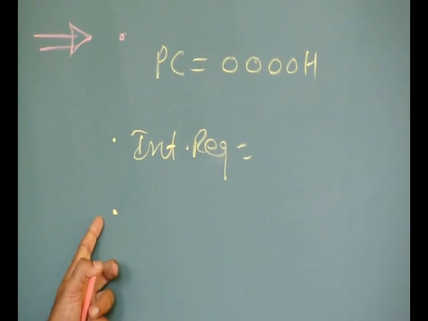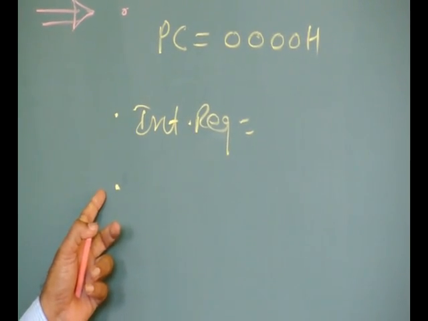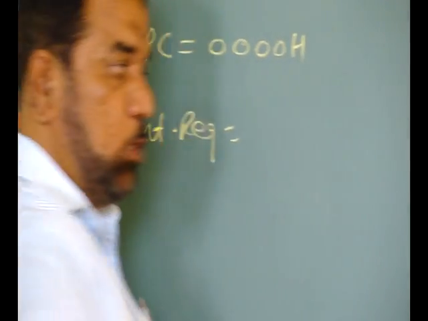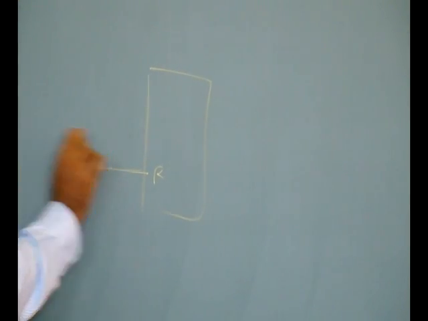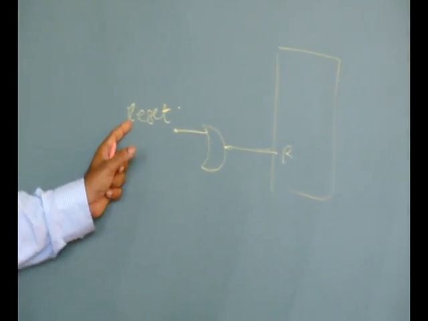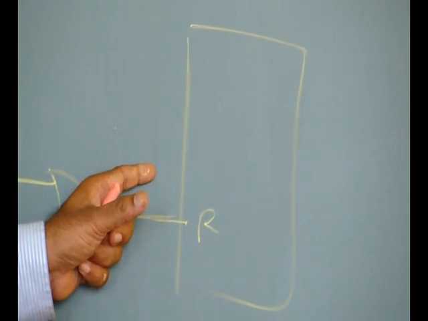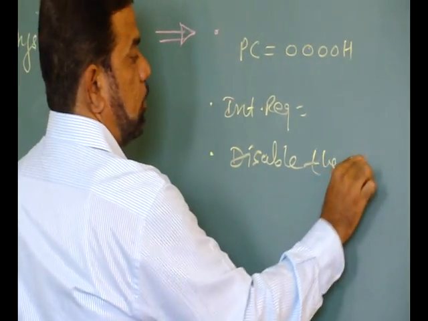Now the interrupt system gets disabled. If you recall the interrupt structure, there is an internal RS flip-flop, with the R input and then a 3 input OR gate. Are you getting this? One of the inputs of the OR gate is nothing but reset. When a reset is generated, this flip-flop goes into reset condition, and it disables your interrupt system. So one effect is to disable the interrupt system.